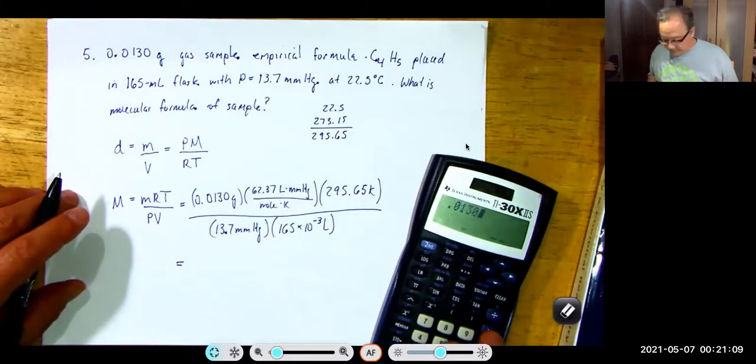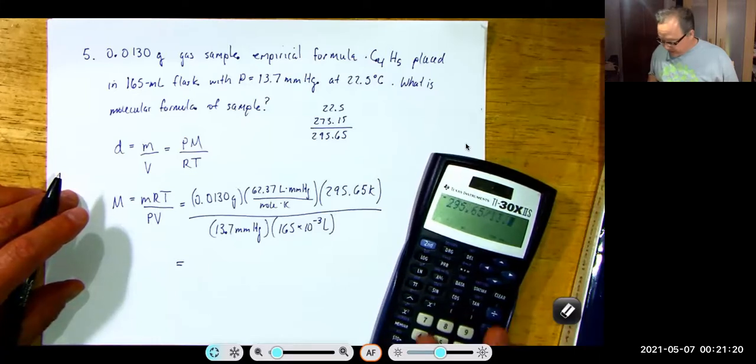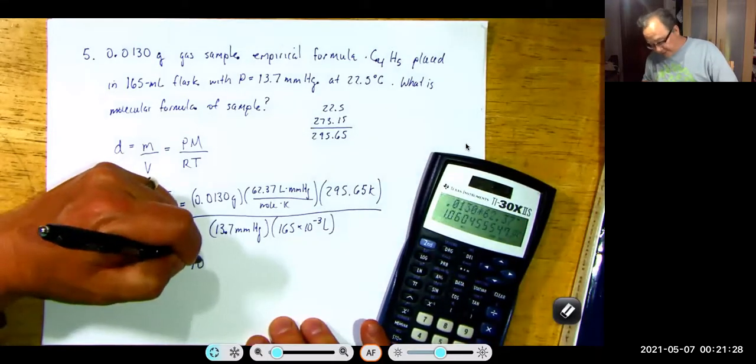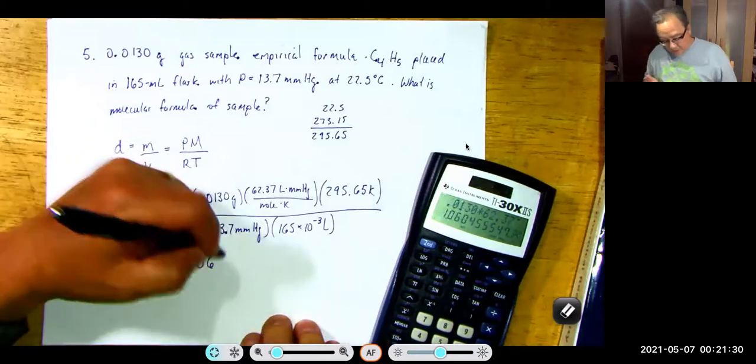0.0130 times 62.37 times 295.65 divided by 13.7 and divided by 165 E negative 3. And I get 106. And what are the units here?